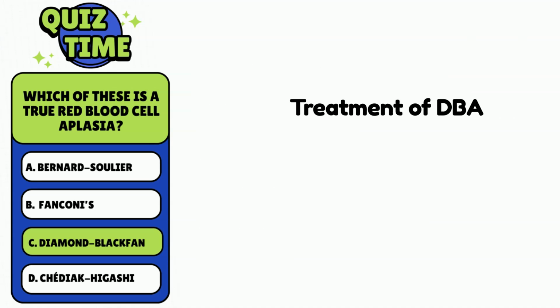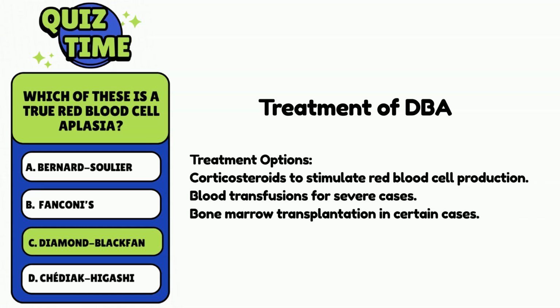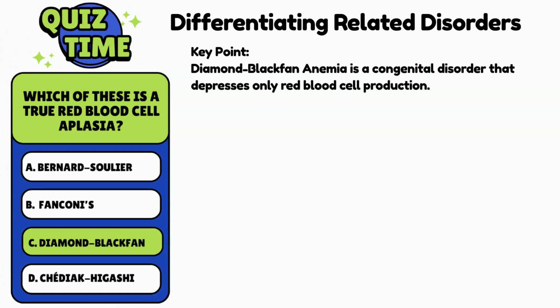Patients often require treatment with corticosteroids, and some may ultimately need blood transfusions or bone marrow transplant to manage the condition. In short, DBA is a congenital disorder that depresses only red blood cell production.